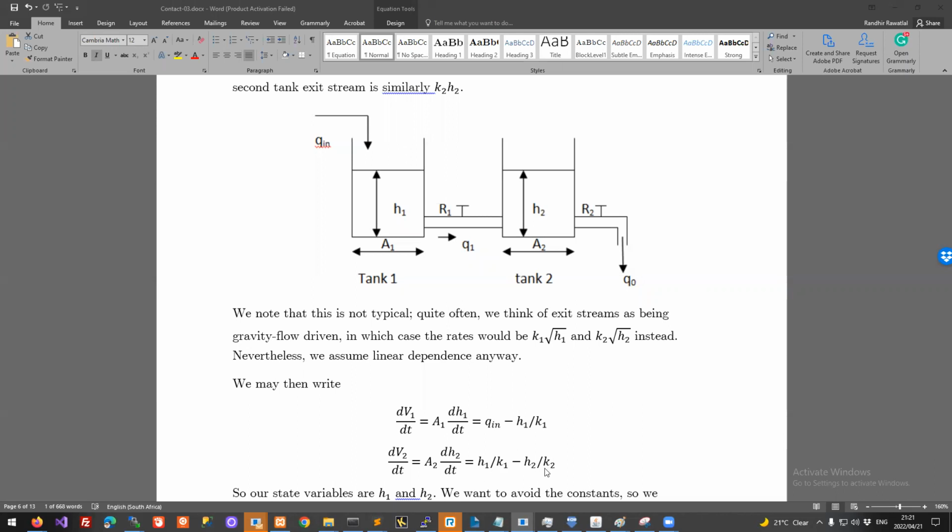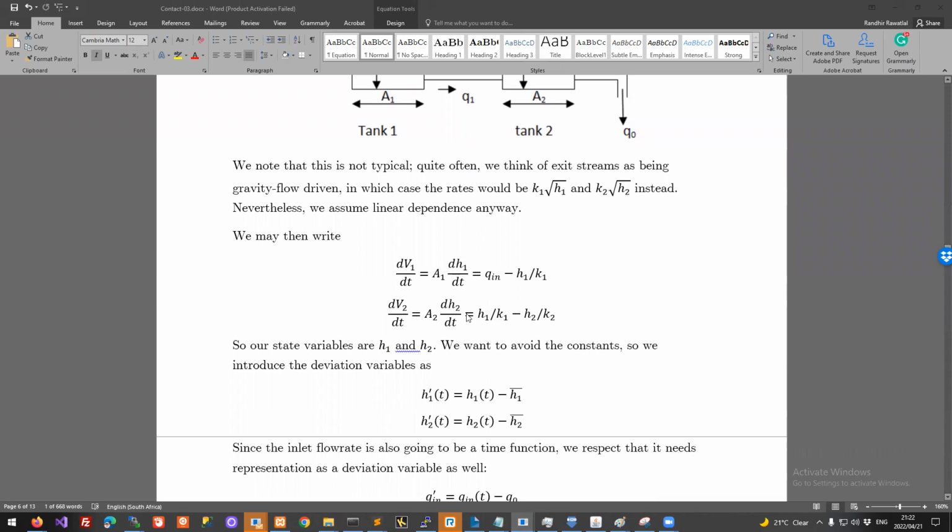And then we are losing volume from the second tank when it flows out here. And again, that's driven by this weird not gravity, because it should be square root, but we want to keep it first order or second order. So anyway, it's H2 over K2. That's your exit flow rate here, right? So that's H1 and H2.